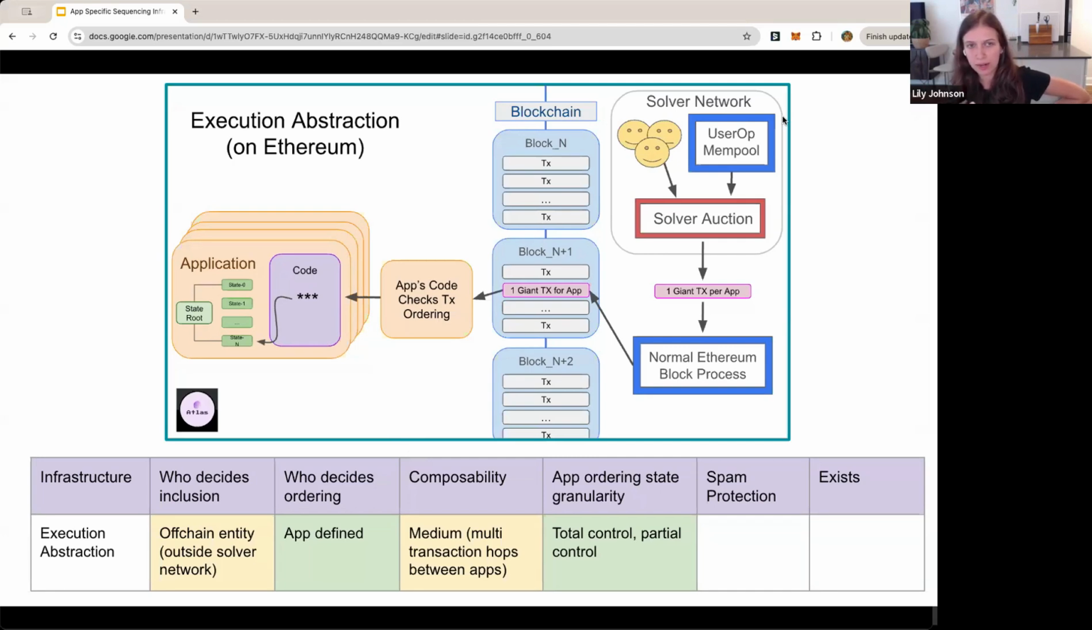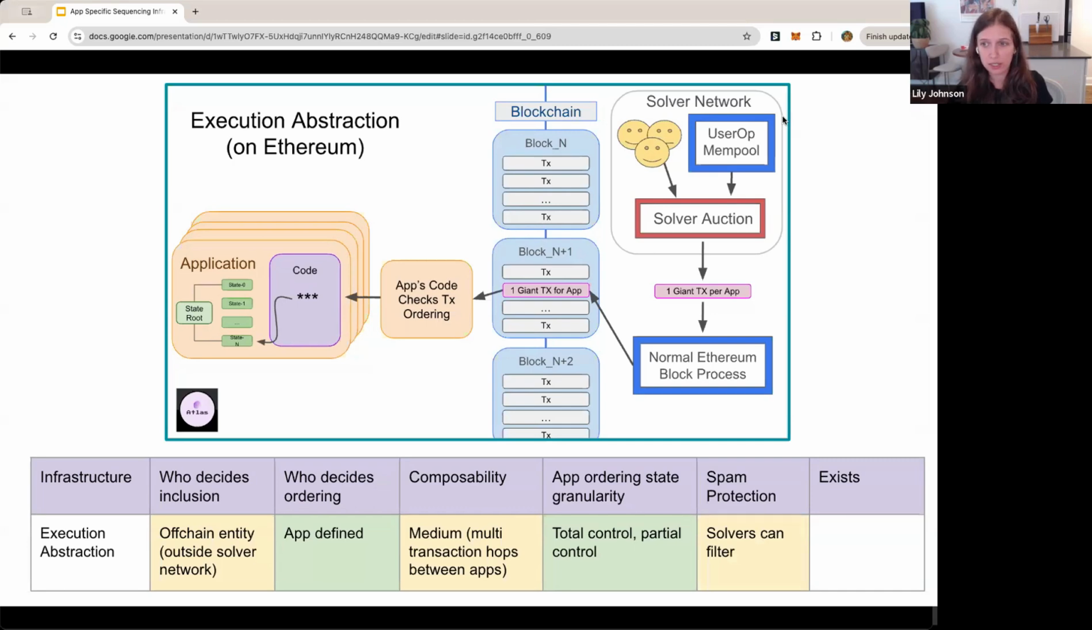In this setup, if you're using an application that's relying on execution abstraction, it's good if you can remove your funds just through the normal Ethereum block building process, and you're not being forced to rely on the solver network existing or being nice, since they are an off-chain entity that you can't totally trust. So that's what I'm saying, partial control versus total control. You want partial control when you don't want to fully trust the off-chain pieces that you can't control.